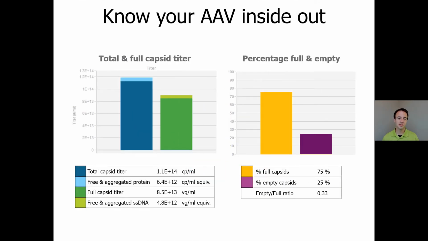Here's that same data showing how Stunner helps you know your AAV inside out. Dark green divided by dark blue is percent full, which is shown in yellow, and purple is percent empty, which is just the remainder. Empty full ratio is percent empty divided by percent full, or purple divided by yellow. And if you prefer the term CP over VG, that will just be the inverse of the percent full number.